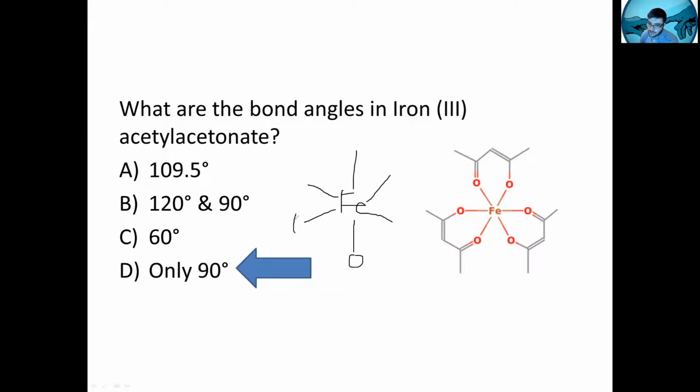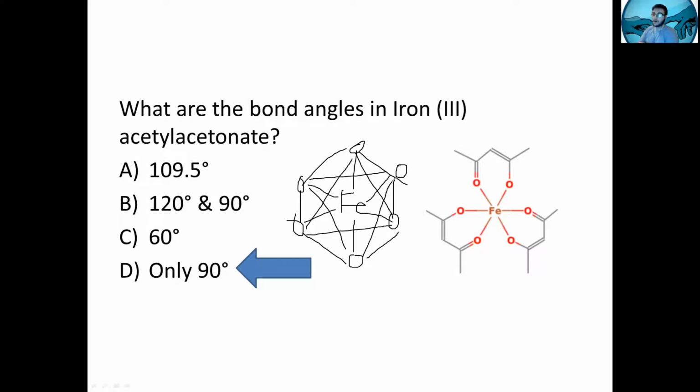And I'll just write each of these as an O. Right, and then if you connect these, this is a square pyramid. Sorry, it looks kind of bad, but just pretend. It's a square bipyramid. I think it's called an octahedral. And there are no lone pairs because it has 6 bonds.